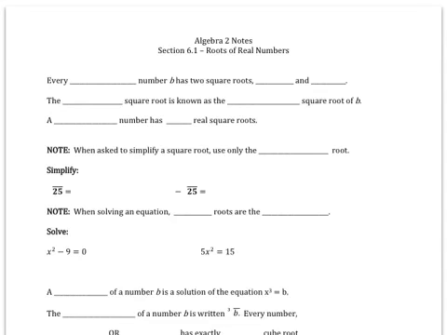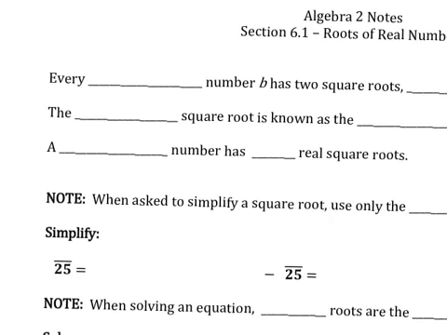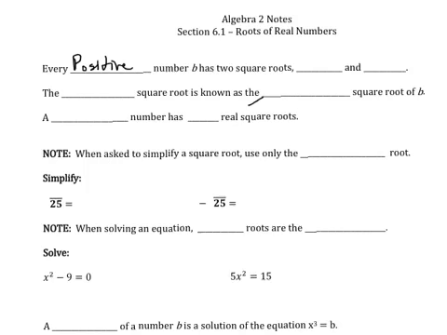We're going to begin our study of roots of real numbers. You may hear the word root used in terms of square roots, and that's going to be our context right now. We are going to begin talking about square roots. Every positive number b has two square roots, and they are written as the square root of b and the negative square root of b.